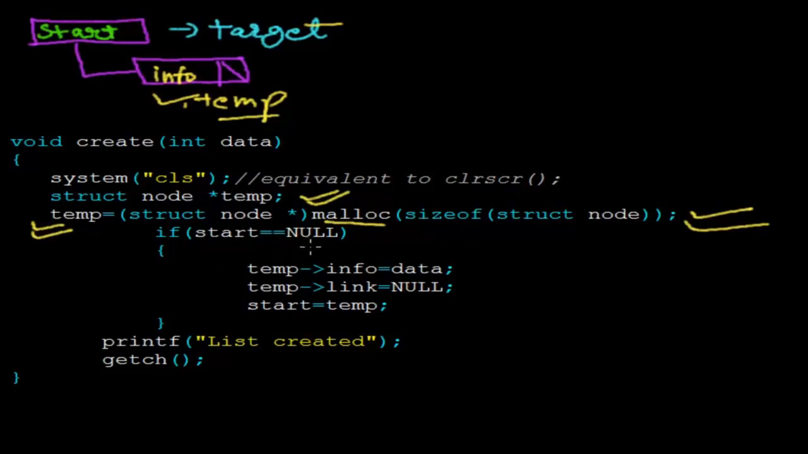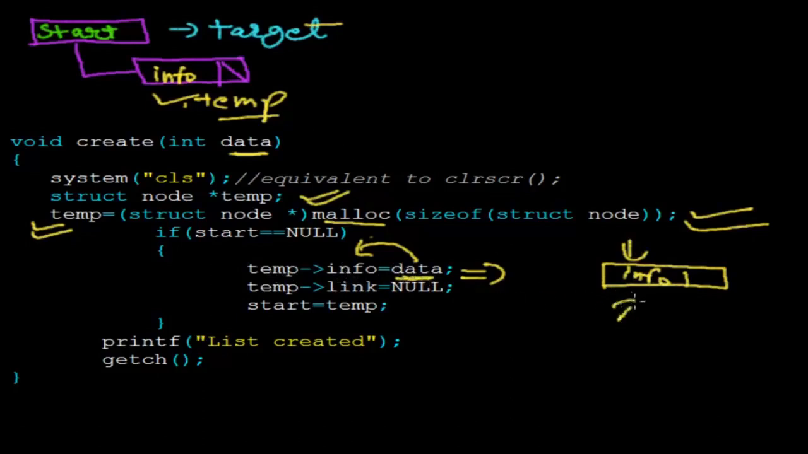Then if start equal to null, means if we are creating the first node, then copy the data part into the info part of the node. Means we have an info part in our temp node. We will copy the data which we have received from the user into this node. So the data is copied to the info part of the node.